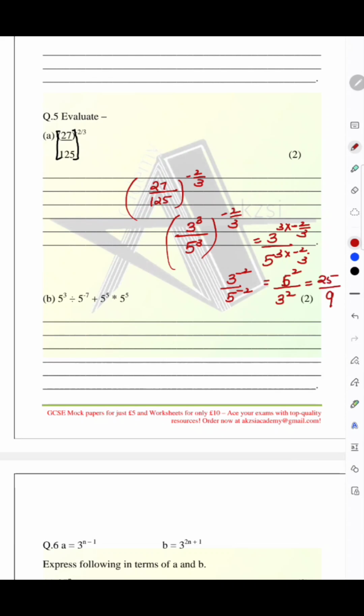Part B, it's 5 to the power of 3 divided by 5 to the power of negative 7, plus 5 to the power of 5 times 5 to the power of 5. Same base number, powers are different. We are dividing, so subtract the powers: 5 to the power of 3 minus negative 7, plus, same base number, multiplying, add the powers: 5 plus 5. So 3 plus 7 is 10, so 5 to the power of 10, and 5 plus 5 is also 5 to the power of 10. Final answer is 2 times 5 to the power of 10.